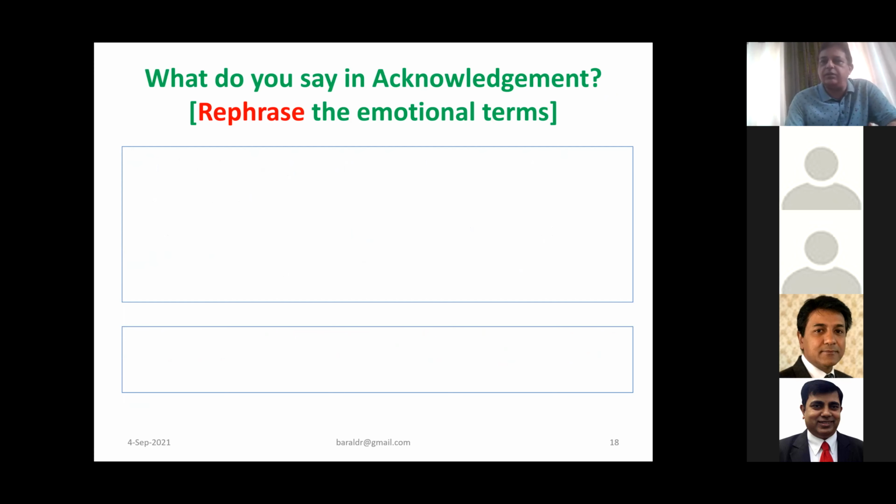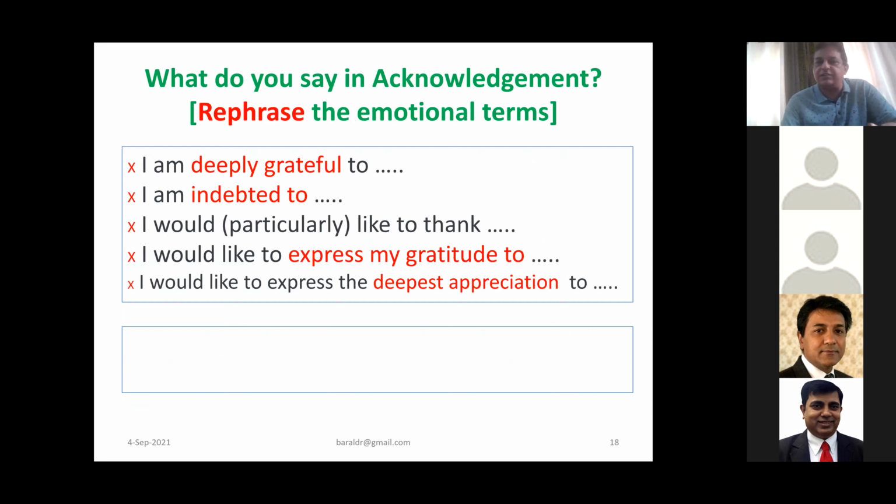Now, in the acknowledgement, how do you write it? You see, I am deeply grateful to. These are more emotional terms, like I'm indebted to. I would particularly like to thank someone. I would like to express my gratitude to. I would like to express the deepest appreciation to. These are more emotional terms, and these are waste words. We do not write them in a research paper.